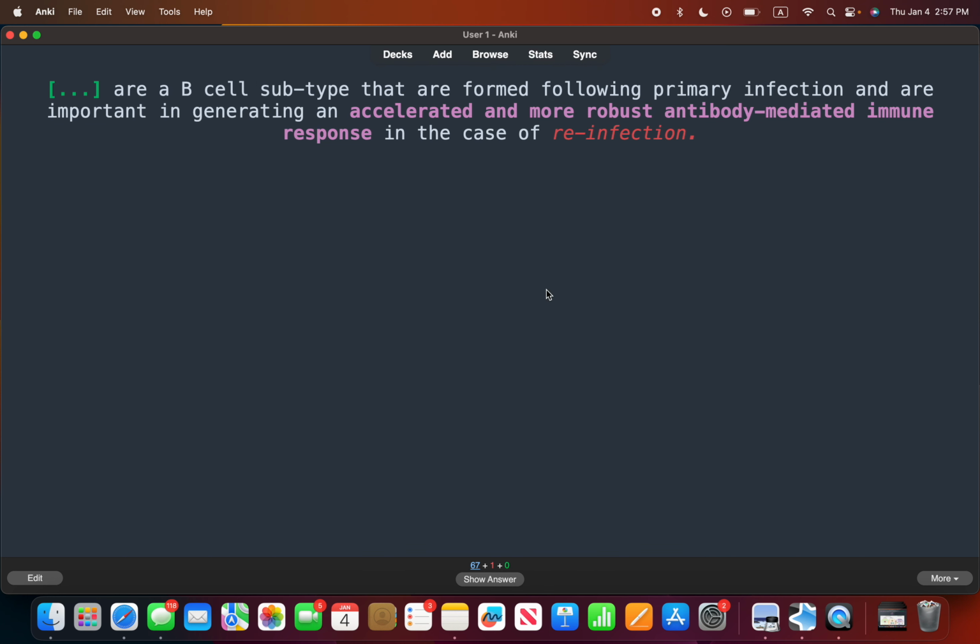What is a B cell subtype that is formed following primary infection and is important in generating an accelerated and more robust antibody-mediated immune response in the case of reinfection? So what is a B cell subtype that is formed following primary infection?